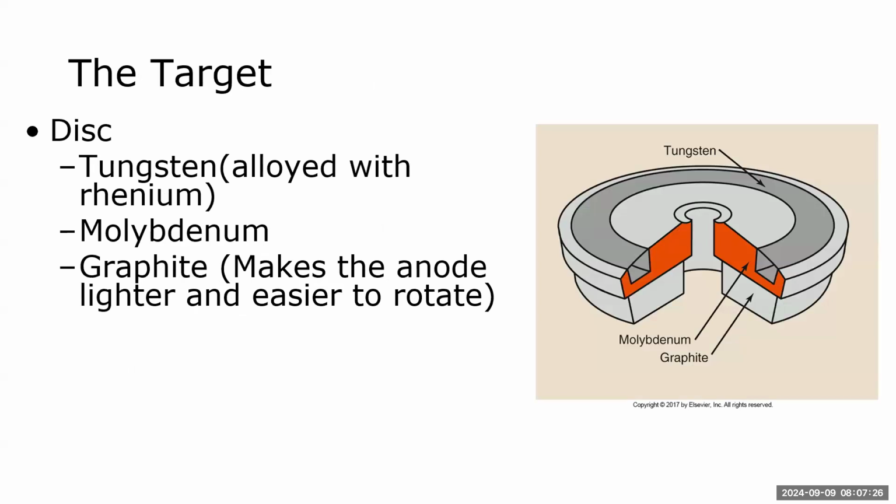So if we took that disc off and we were just looking at it, and I actually have some examples of these in the lab if anybody's interested in actually seeing what one looks like. It's made of tungsten as well. It's alloyed with rhenium, molybdenum, and graphite, which makes the anode lighter and easier to rotate. So you can just see the cutaway and see the different layers of the disc of the anode.